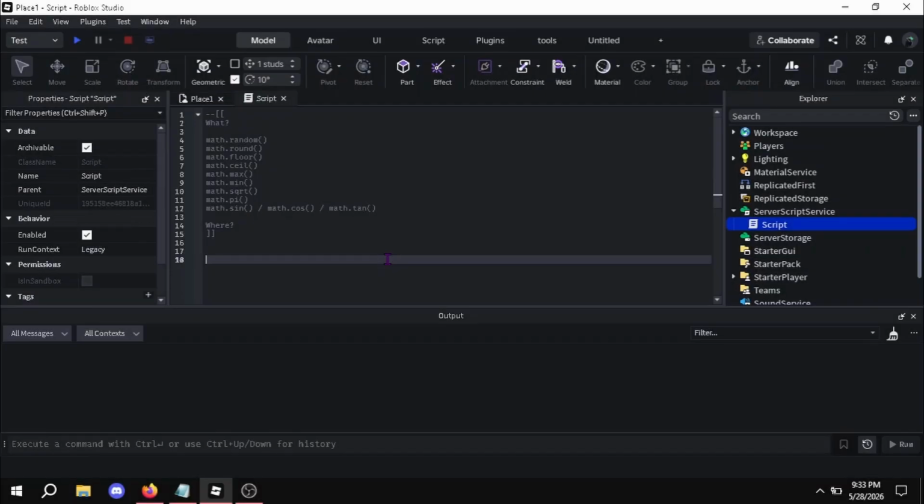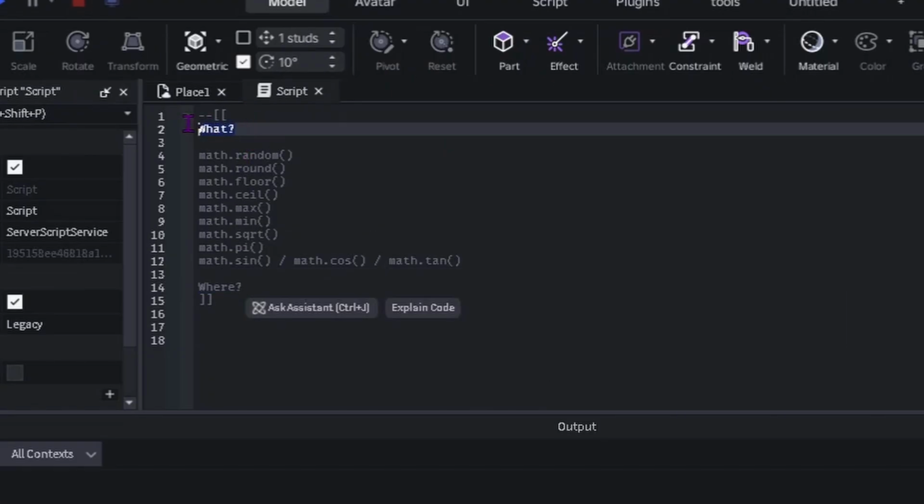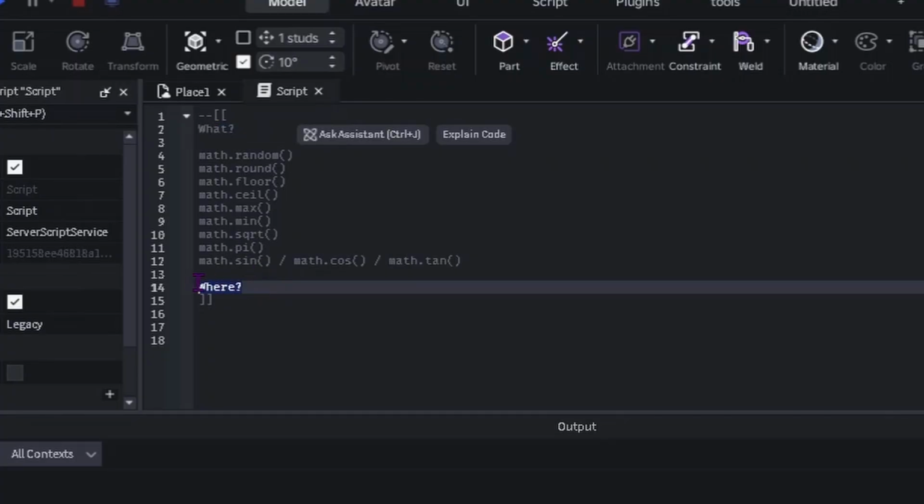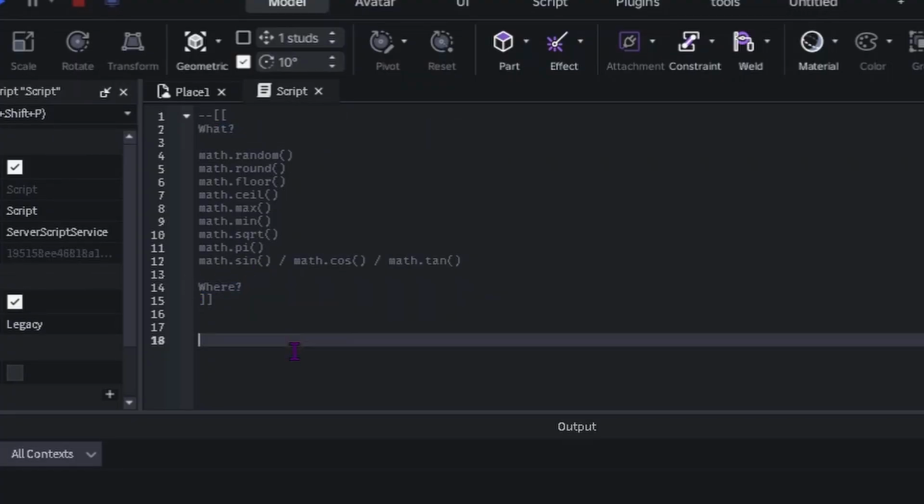In this session we're going to be understanding a few functions in the math library. So here I've written two questions: what are the math functions that we're going to be discussing in today's video, and where can we use these functions in our script, or in the game.